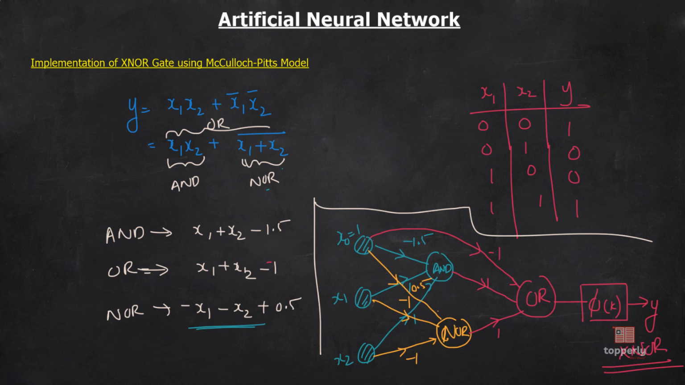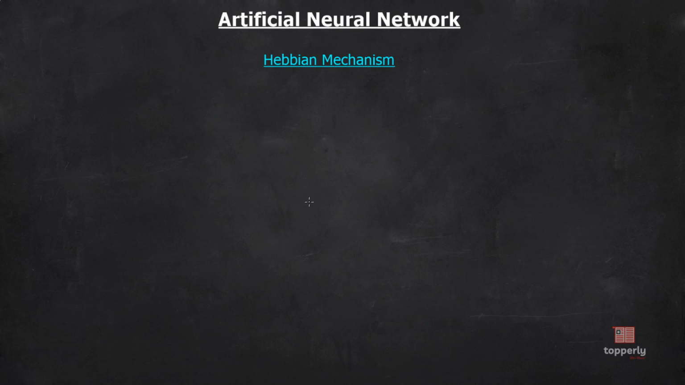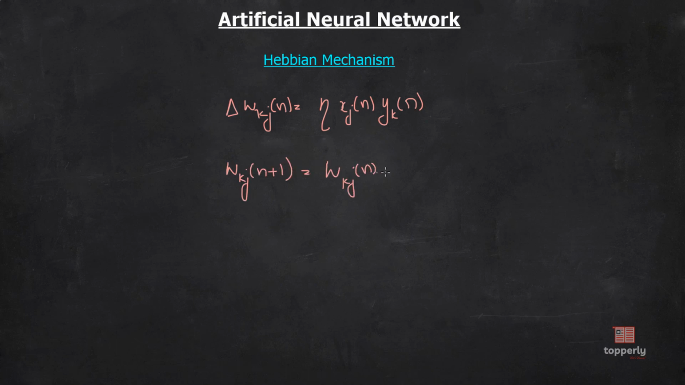Okay. Before going on to that, let's have a quick glance on how weights were updated in Hebbian mechanism. So, in Hebbian mechanism, we have delta wkj of n equal to eta into xj of n into yk of n. Remember? And we had wkj of n plus 1 equal to wkj of n plus delta wkj of n. So I hope that everyone remembers this part, or else please watch the previous video on Hebbian mechanisms.